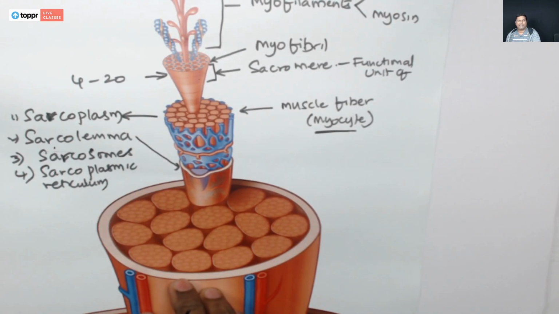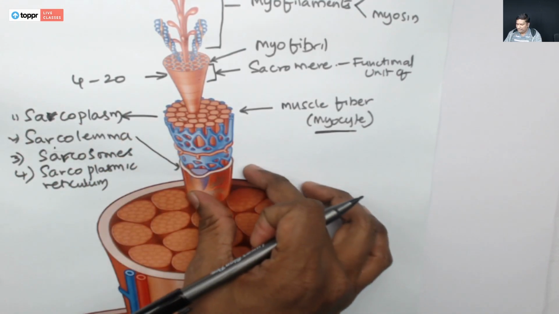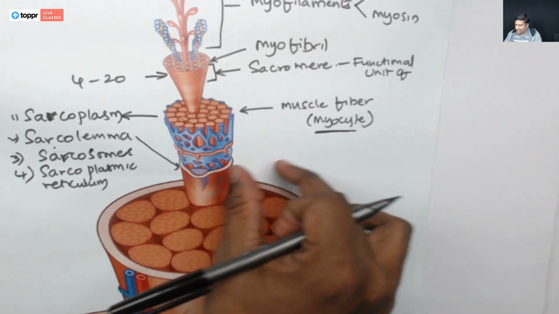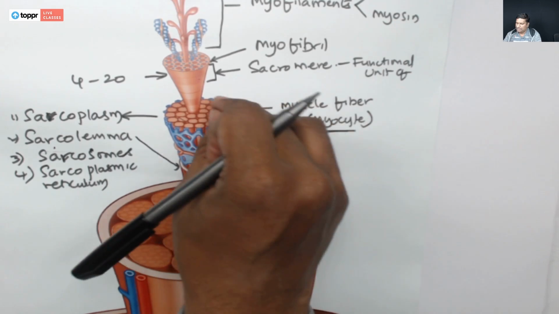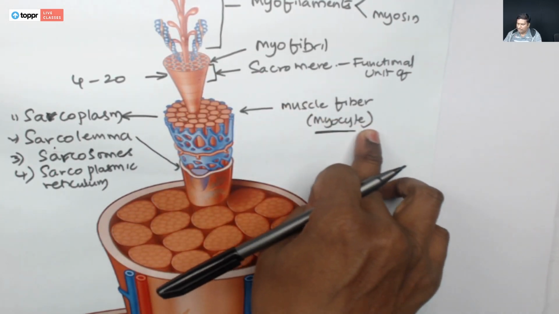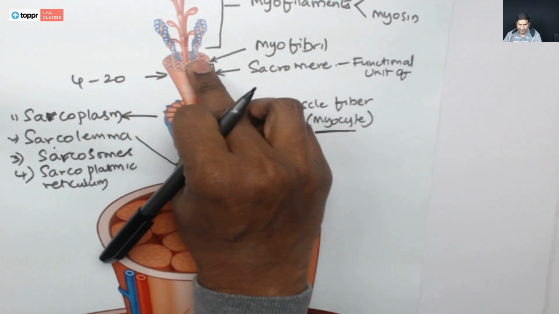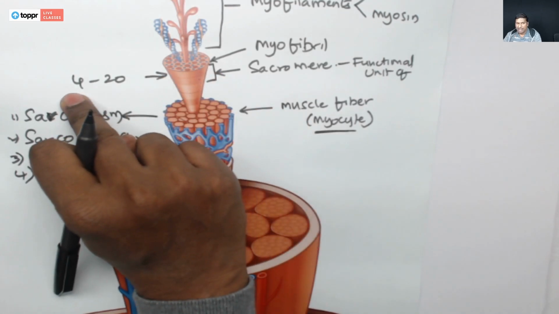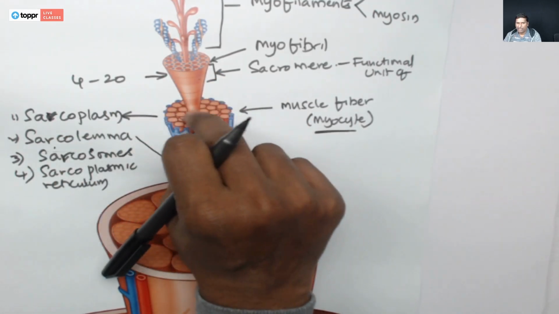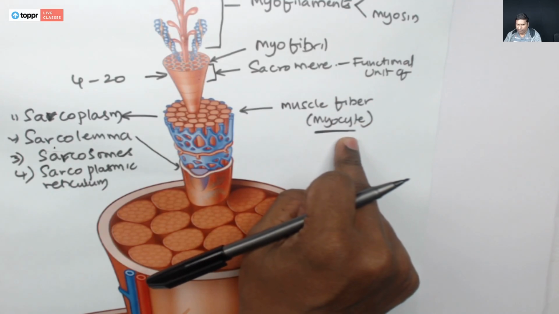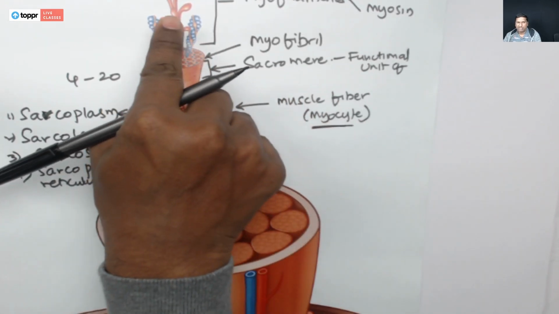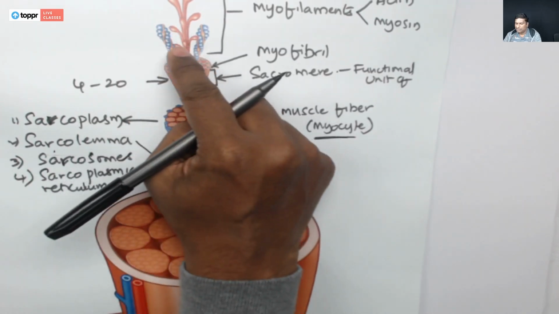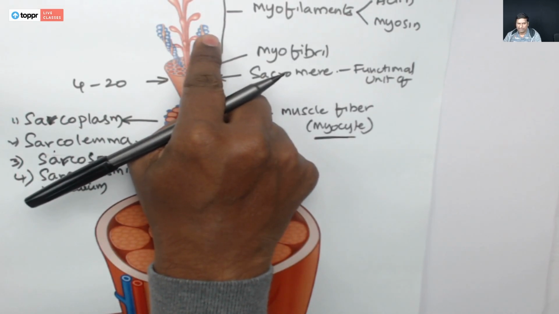It's called the sarcoplasmic reticulum. Okay, so this entire thing is one cell, and that cell is what we call the muscle fiber or the myocyte. In the cytoplasm of the myocyte, you will see several myofibrils. How many? Precisely 4 to 20 myofibrils can be found in one myocyte. Each of these myofibrils is made up of hundreds of myofilaments, which are the actin and the myosin.